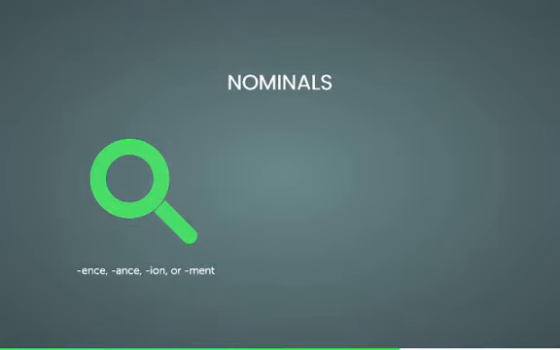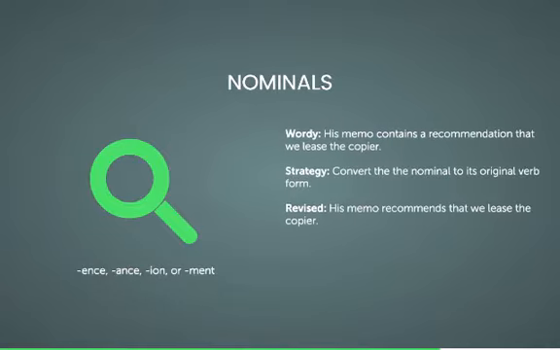Thirdly, we've got nominals. Nominals are nouns that are derived from verbs. And so these are typically nouns that end in -ence, -ance, -ion, or -ment. Not always, but often. And here's an example. "His memo contains a recommendation that we lease the copier." So we've got this nominal, "recommendation." It ends in -tion. And we can convert that nominal to its original verb form. So "his memo recommends that we lease the copier."